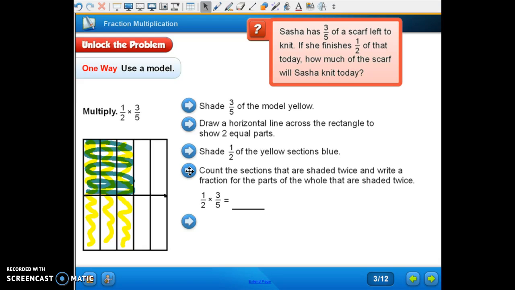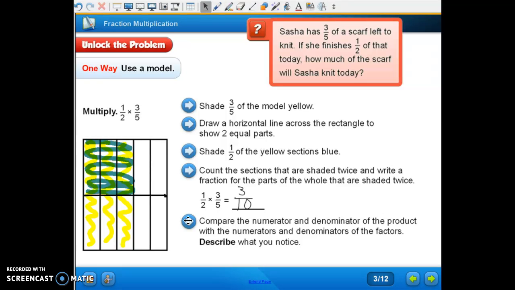Count the sections that are shaded twice and write a fraction for the parts of the whole that are shaded twice. How many sections are shaded twice? 1, 2, 3. So 3 sections are shaded twice. And how many sections are in our whole? 1, 2, 3, 4, 5, 6, 7, 8, 9, and 10. So our denominator is going to be 10. So 1/2 of 3/5 is 3/10.